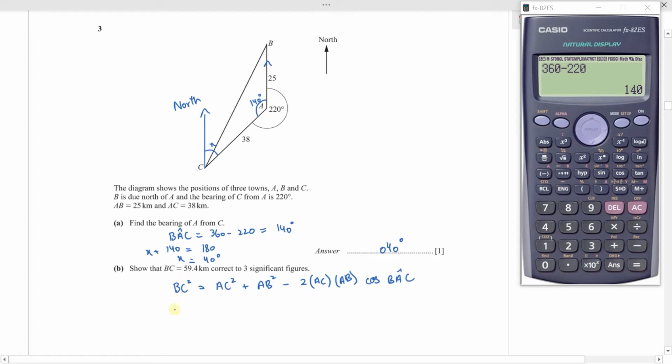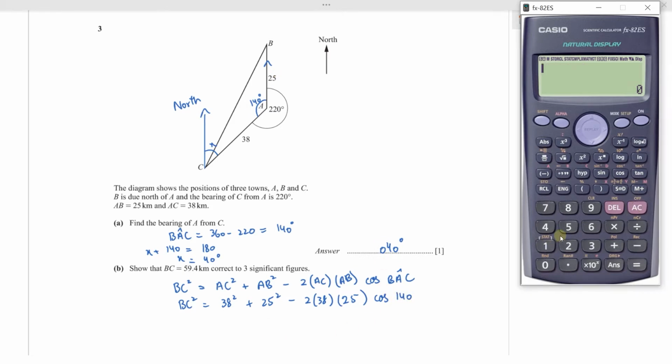So now let's substitute the values here. BC is the only unknown, so BC squared will be AC, which is 38 squared, plus AB, which is 25 squared, minus 2 times 38 times 25 times cos of angle BAC. BAC is 140. So let's calculate this: 38 squared plus 25 squared minus 2 into 38 into 25 into cos of 140.